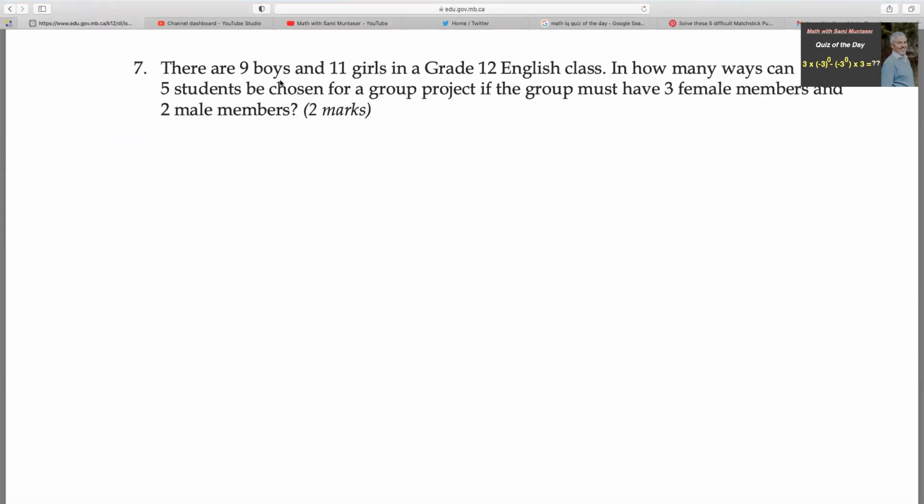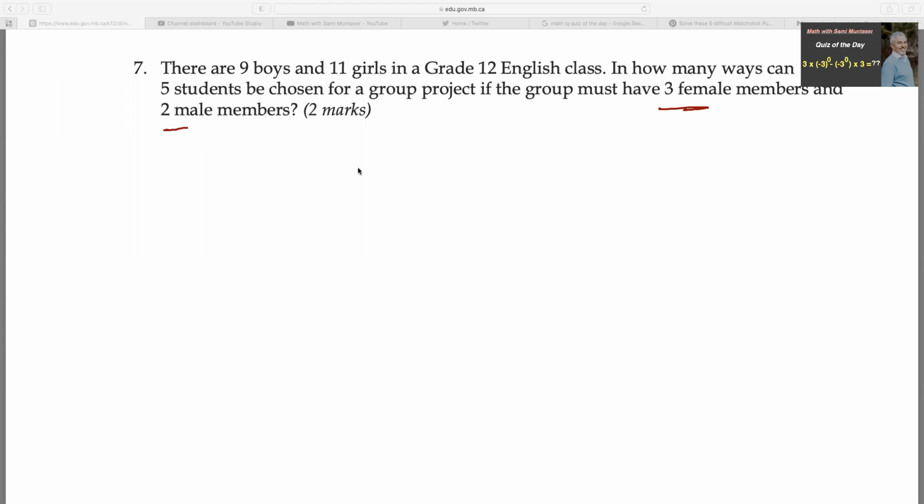So there you go. There are 9 boys and 11 girls in a grade 12 English class. In how many ways can 5 students be chosen for a group project if the group must have 3 female members and 2 male members? So basically, they made that condition for you right there, and you want to choose 5 students.